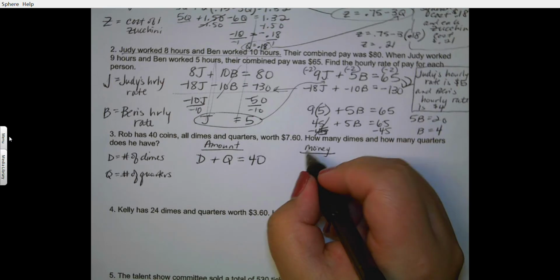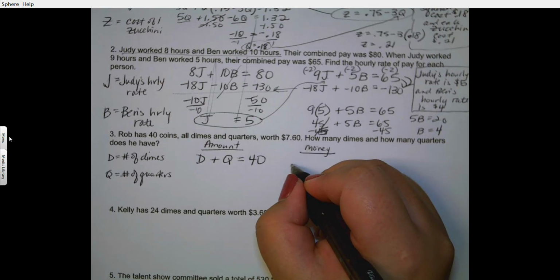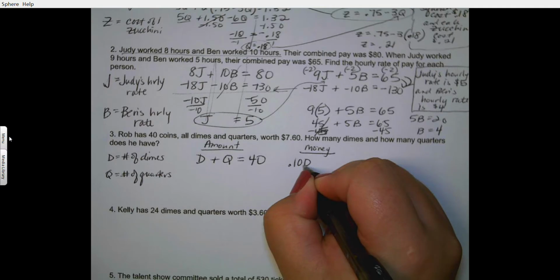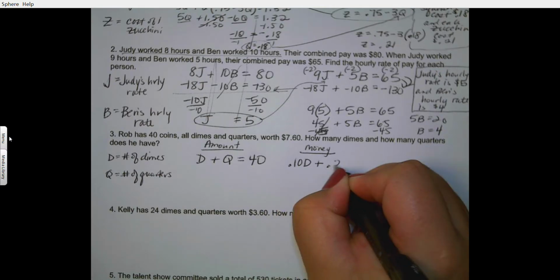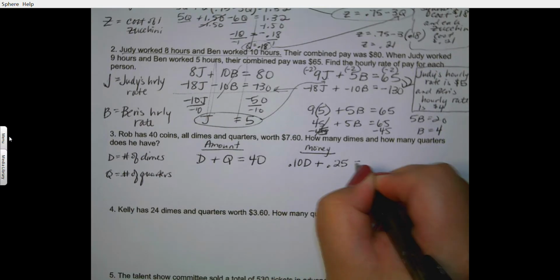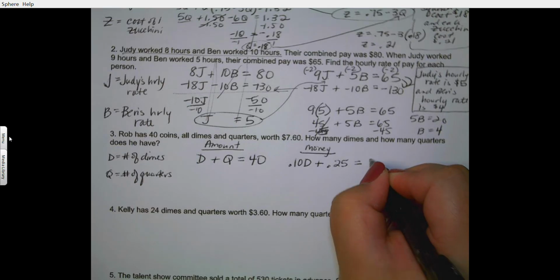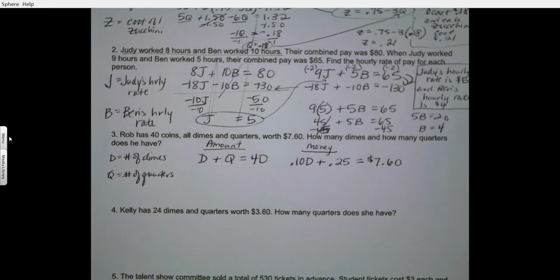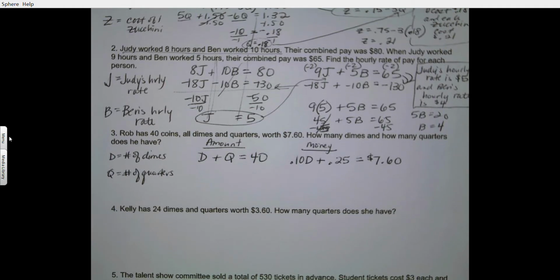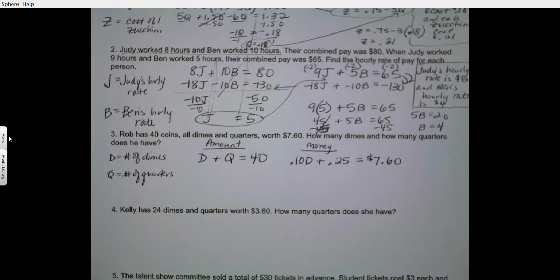Then the money equation, I have to do the values. The value of a dime is 10 cents, plus the value of a quarter is 25 cents, and I have a total value of $7.60. So that's how you write your two equations in what we call coin problems.